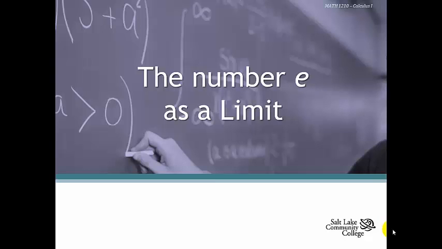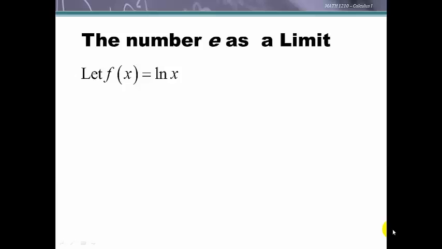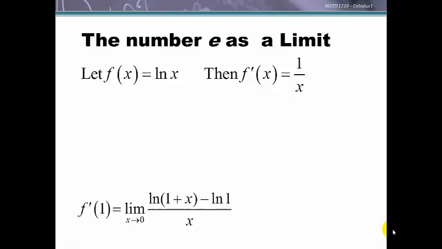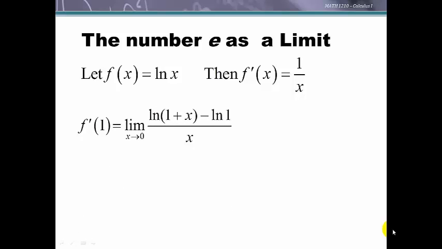Now we had a definition of the number e, and we're now going to be able to obtain this number e as a limit. Let's start with the natural log function, and if we took the derivative of this natural log, we would have 1 over x. Now we're going to consider the derivative of this function at 1, and so we're going to write this using the definition of derivative. The limit, we're going to use x approaching 0, of the natural log of 1 plus x minus the natural log of 1 all over x.